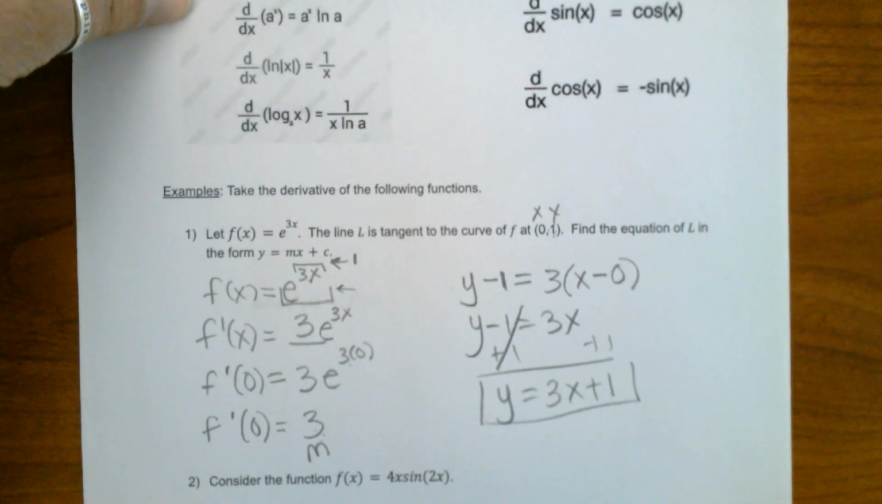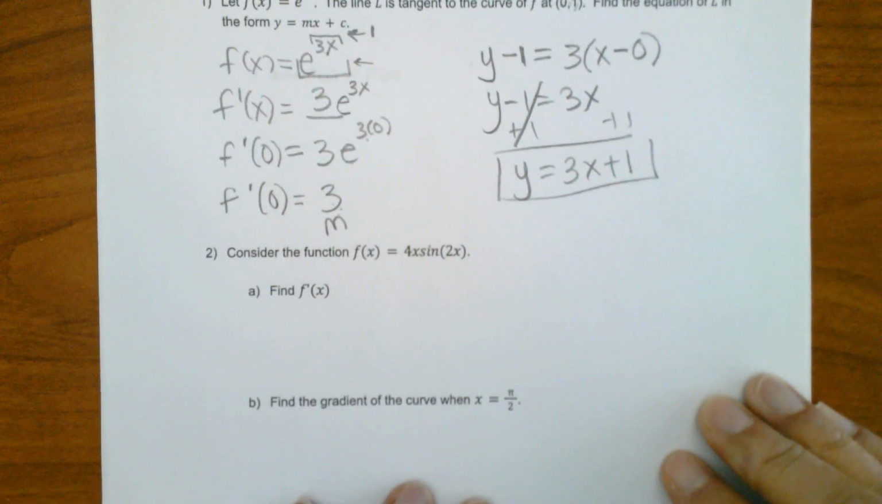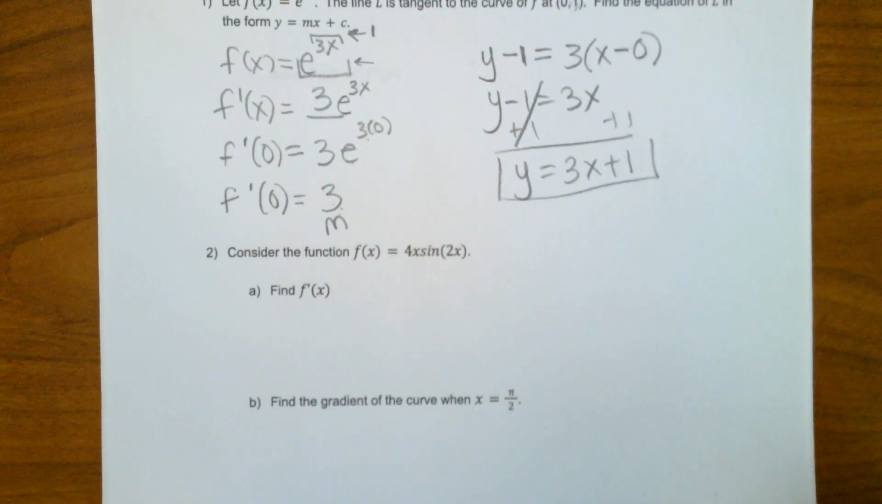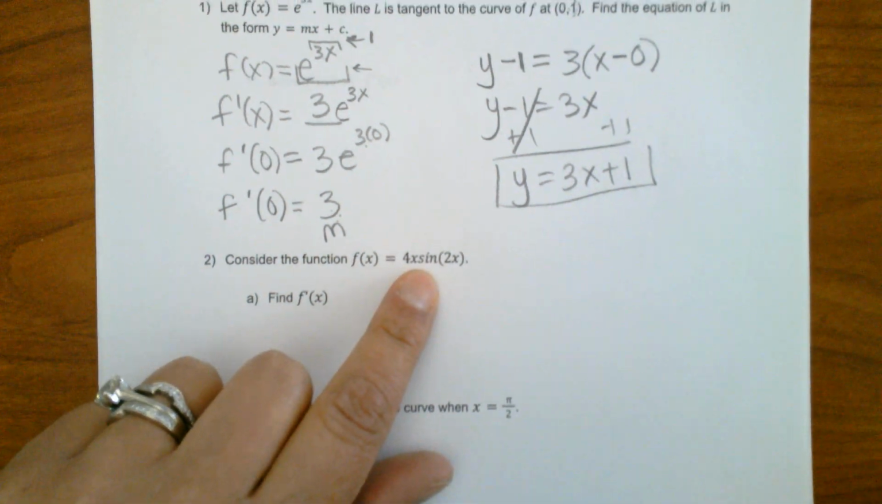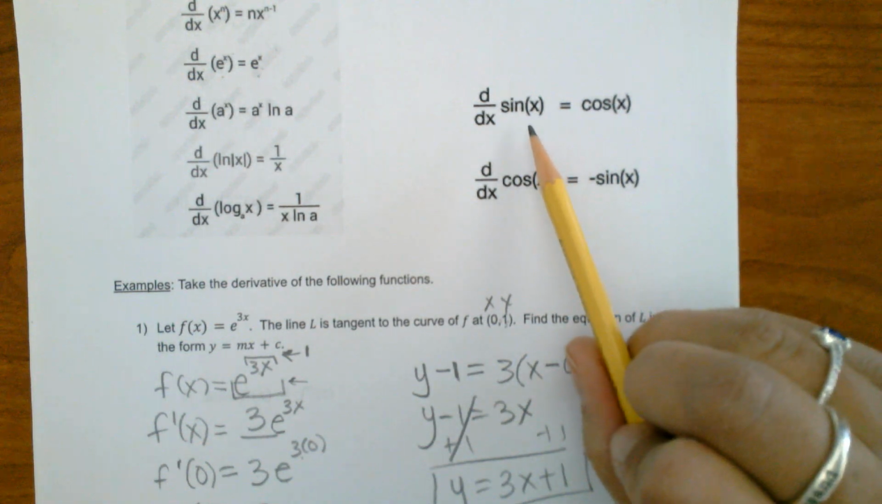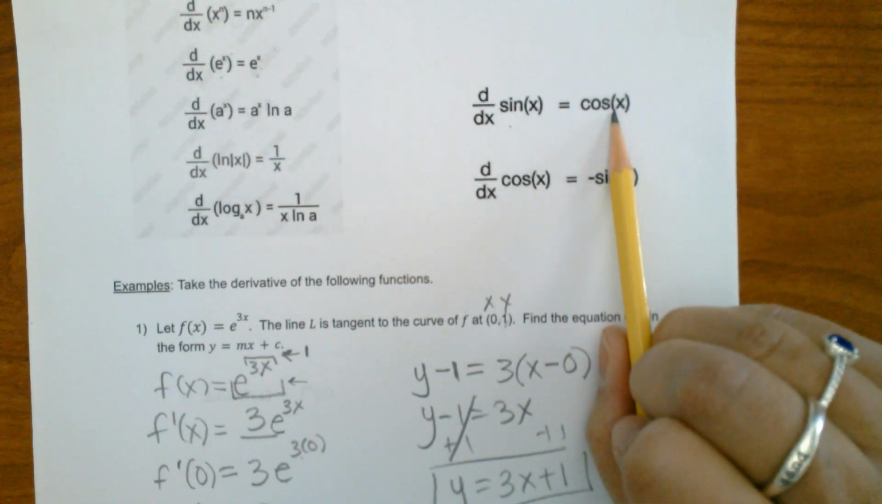Okay, next, number 2. Consider the function 4x sine 2x. So again, we're not used to taking the derivative of sine, but in your formula booklet, the derivative of sine is going to be cosine, and guess what?